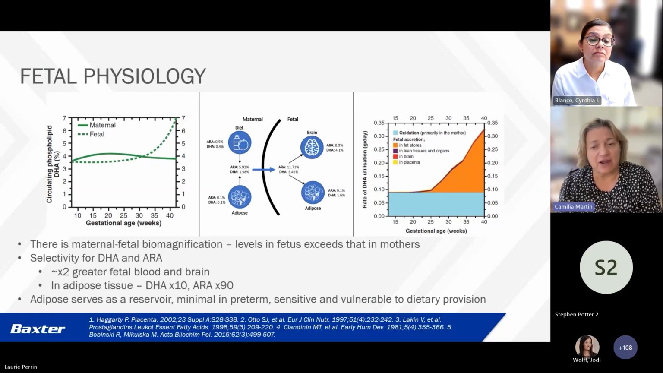And DHA and ARA are both critically important in fetal development. The middle panel really tells us the relative balance and ratio these fatty acids have relative to each other. Not only to the maternal compartment, but if you look at, say, the circulating compartment in the middle where we have maternal ARA at about 6%, DHA at about 2%, you see again that principle of biomagnification, where ARA is at least twice that and DHA is also higher than that.